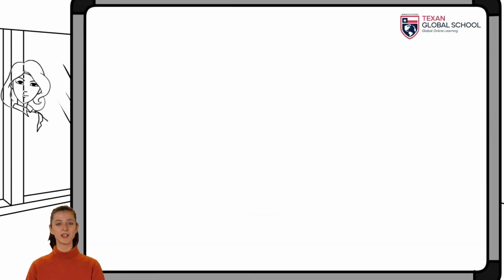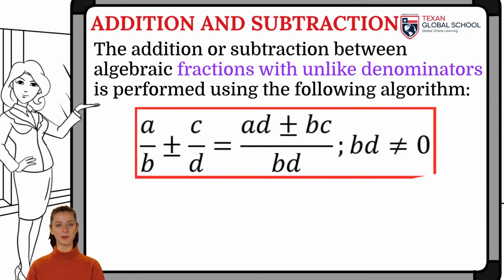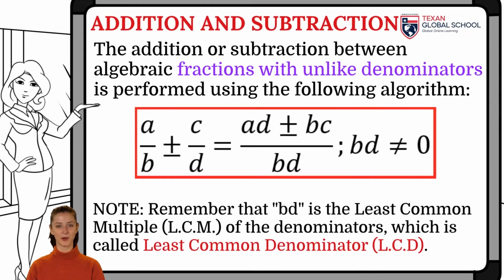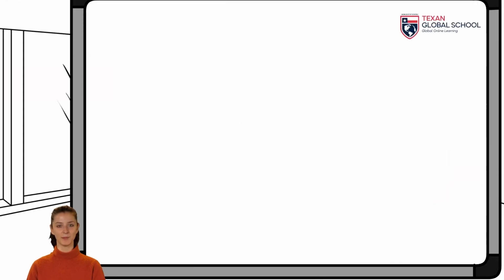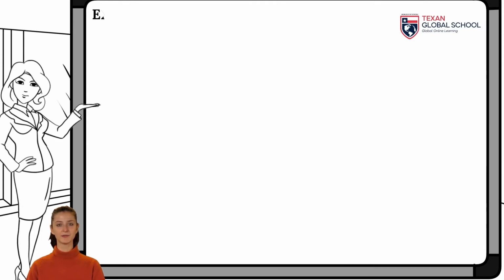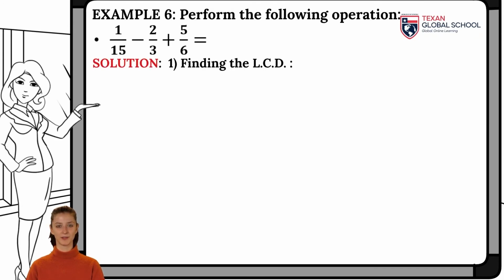The addition between fractions with unlike denominators is performed by calculating the least common multiple of the denominators. This is called the least common denominator. Once the least common denominator has been calculated, we divide it by each denominator of the fractions. Then, each result is multiplied by its corresponding numerator. Let us look at an example. We will perform the following operation.